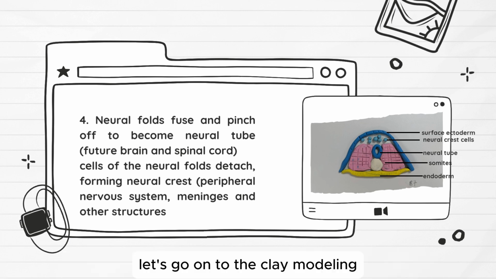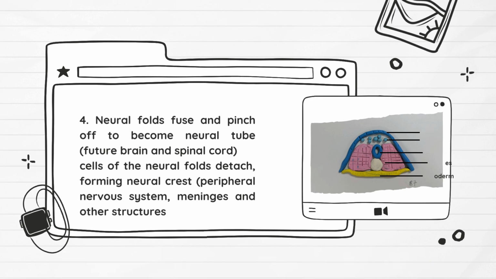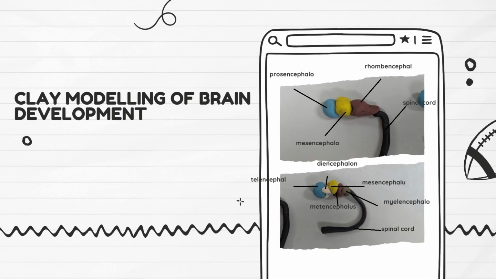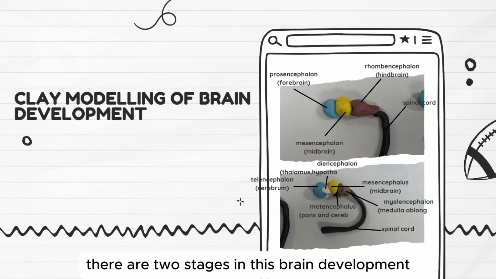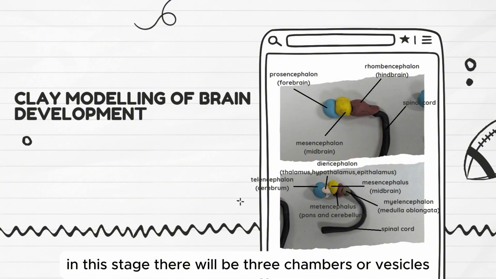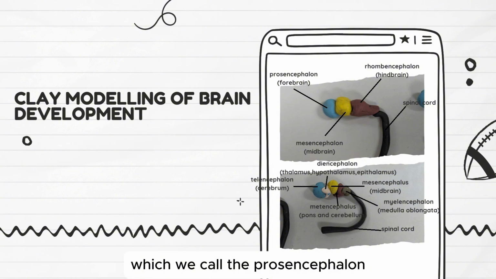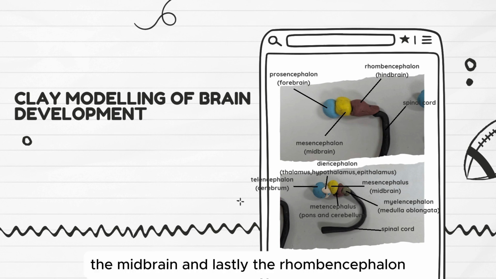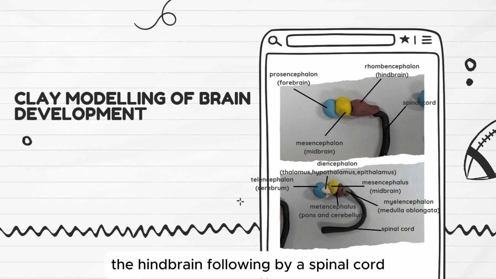Let's go on to the clay modeling of the brain development. There are two stages in this brain development, which is the three primary brain vesicle stage. In this stage, there will be three chambers or vesicles, which we call the prosencephalon, the forebrain, mesencephalon, the midbrain, and lastly the rhombencephalon, the hindbrain, followed by a spinal cord.